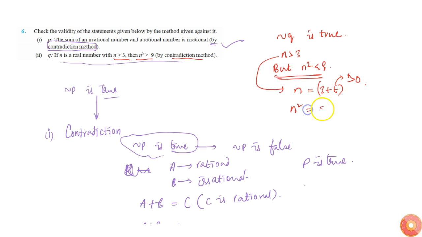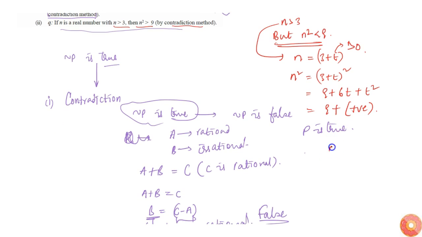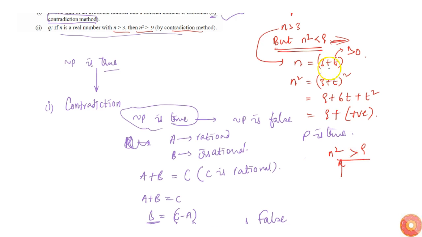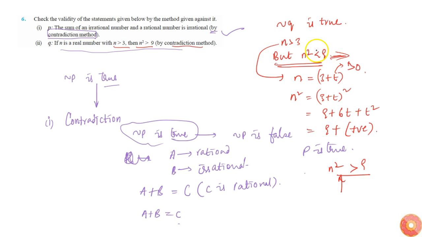Now n square will be equal to (3 plus t) whole square, which is equal to 9 plus 6t plus t square, which means 9 plus some positive number, which means n square is greater than 9, which is a contradiction to our assumption here. So we got a contradiction. That means n square is greater than 9, which means this is true. Q is true. I mean, negation of negation Q is false. Therefore Q is true.